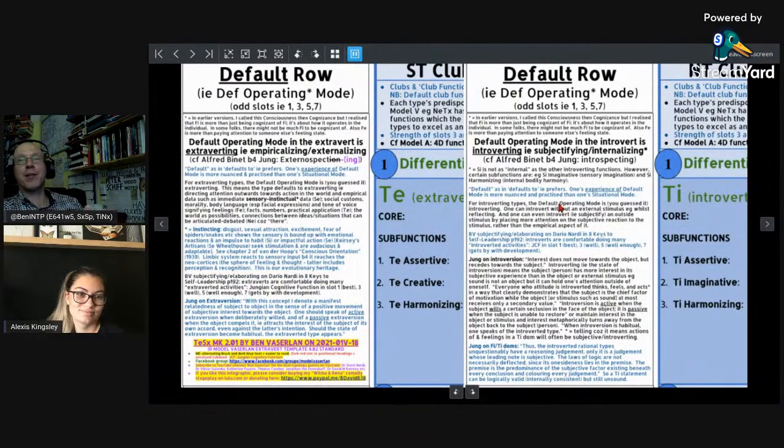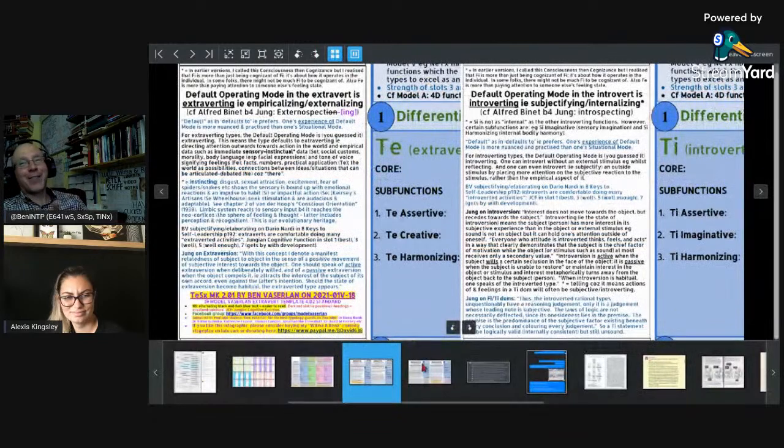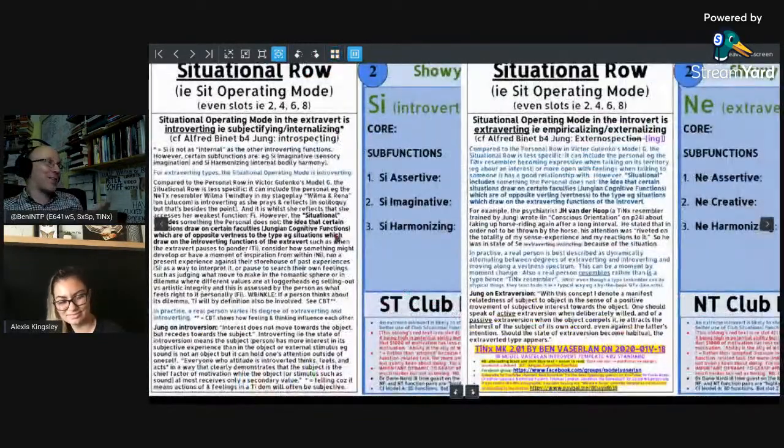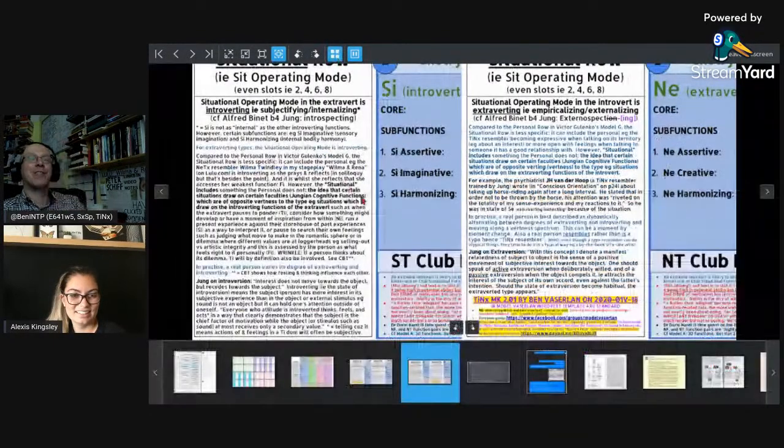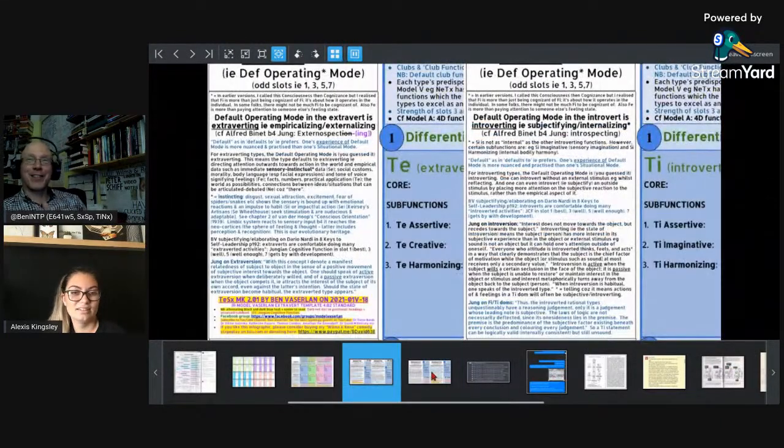So now we're back on to the situational row. Oh no! I've been doing the default row. I should have been doing the situational row. I've been doing the wrong graphic this time. Oh no! No, actually, that's not right, because I did want to show the other one. Oh, that's right. I forgot. Yes, that was an extra digression.